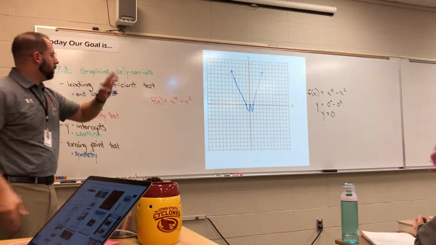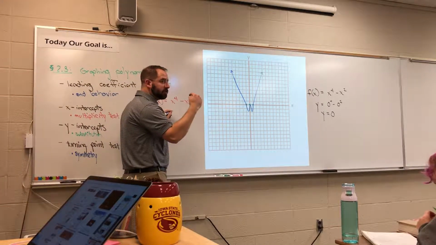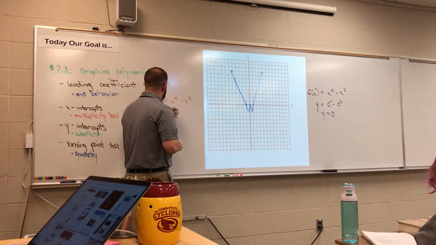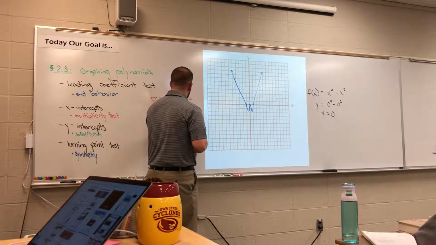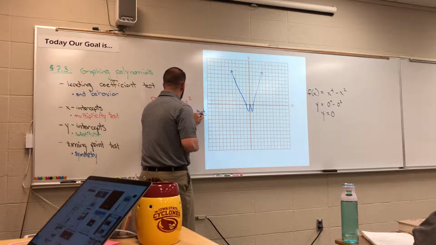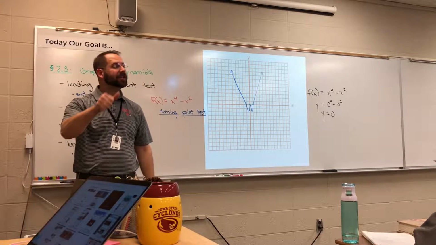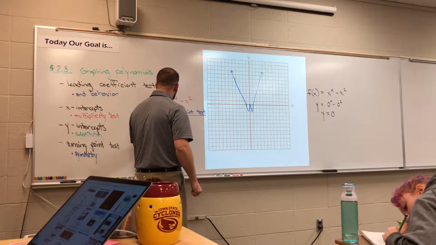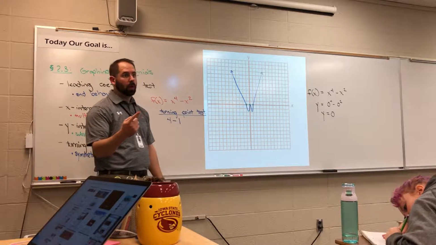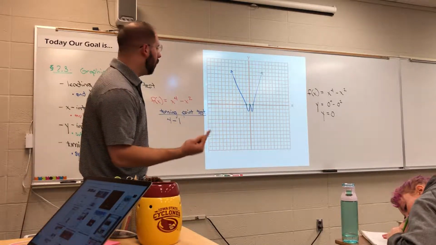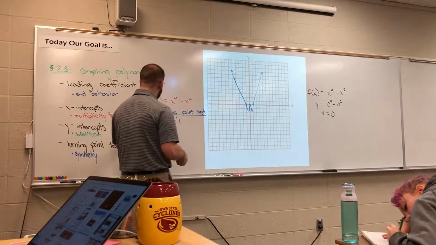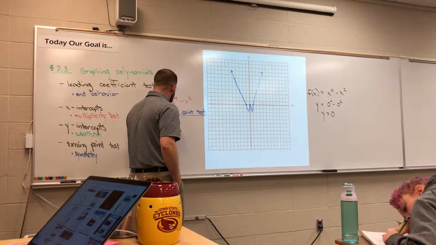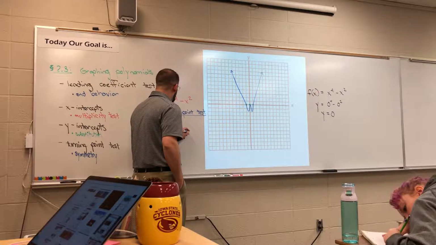So, for this particular problem, we're going to do the turning point test first. What you do is you take your highest degree term, in this case it's a 4, and you subtract 1 off of it. It's always 1. You always take 1 off of whatever the highest degree term is. And this will be potentially how many turning points we're going to have.